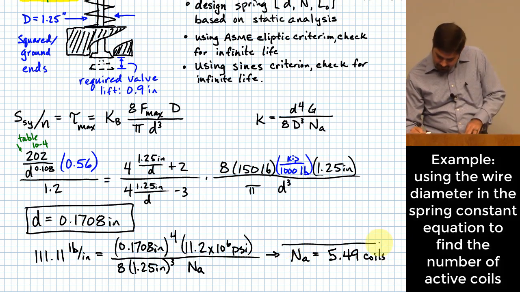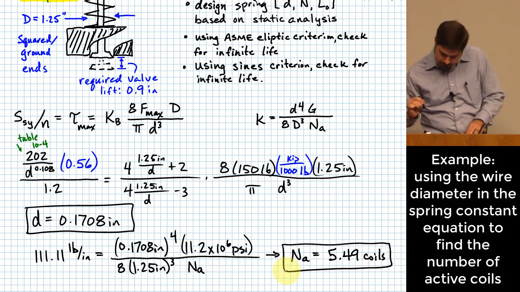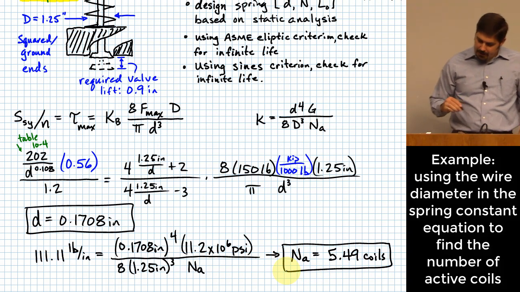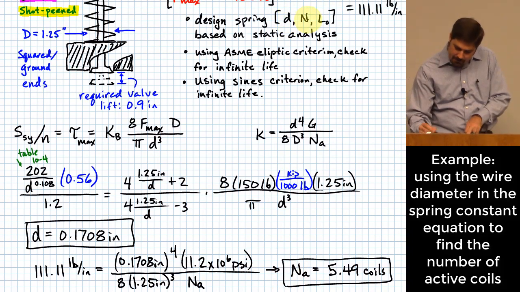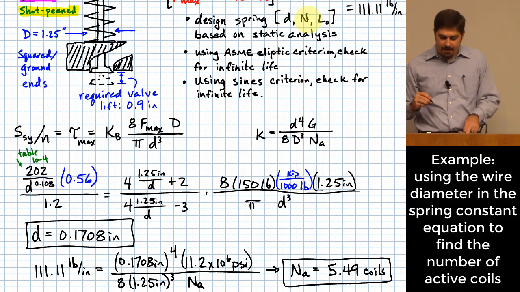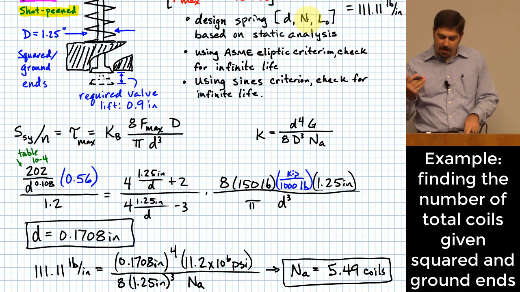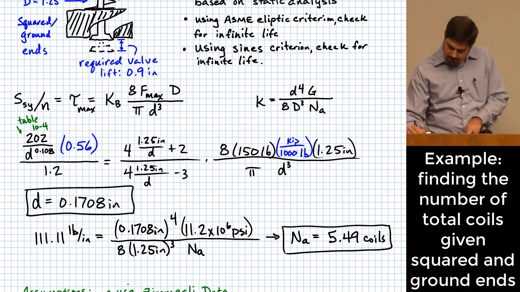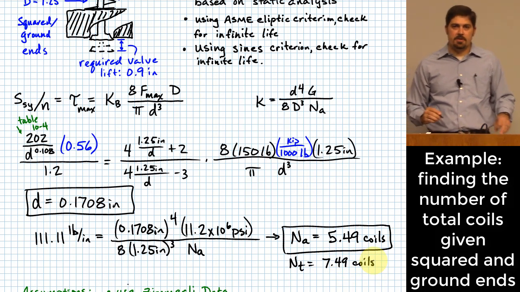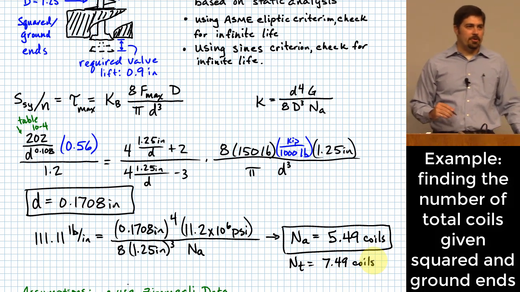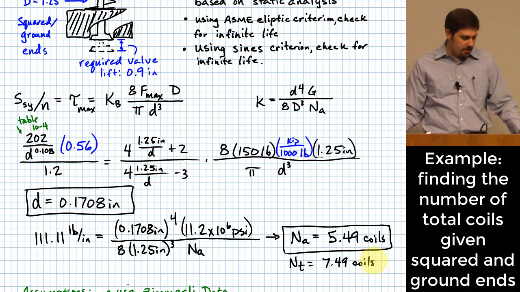So far so good. What we've now done is we have accounted for D and for my number of coils N. By the way, how many total coils would this be if I needed to know that? Okay, 7.49 coils. I don't know that that comes into this question per se, but in case you're wondering, you'd add 2 based on table 10.1.